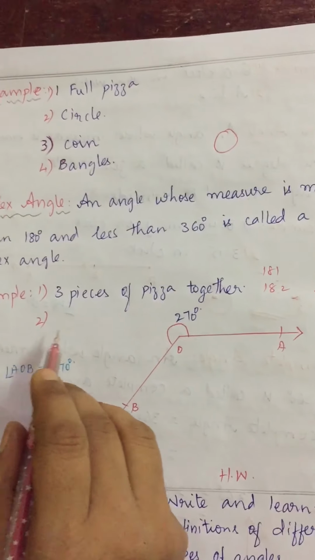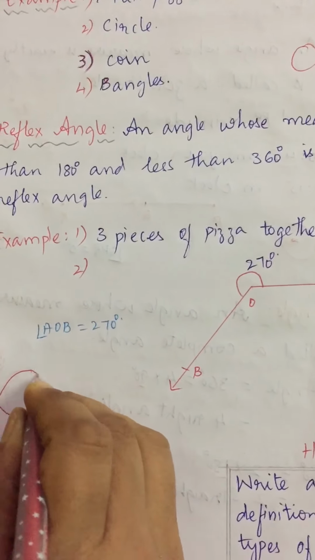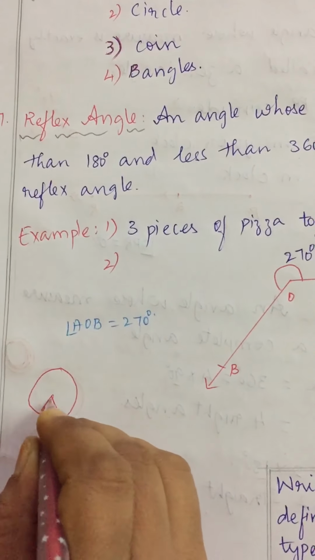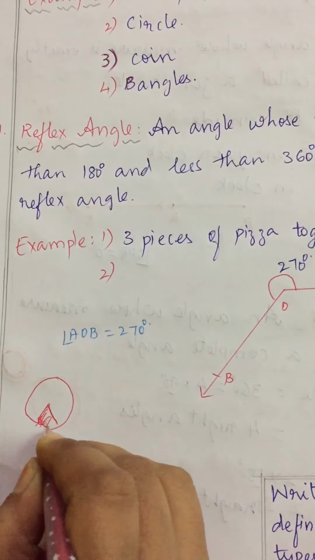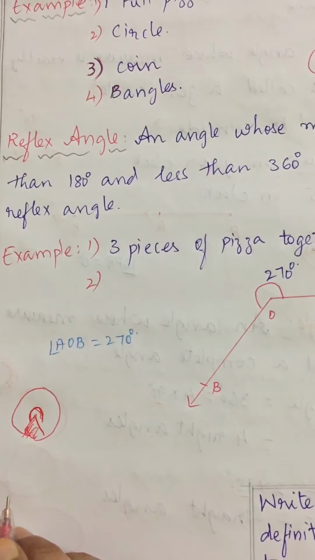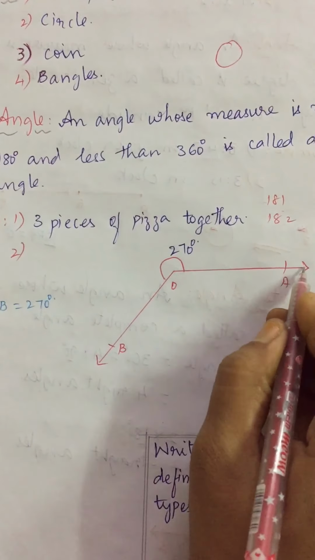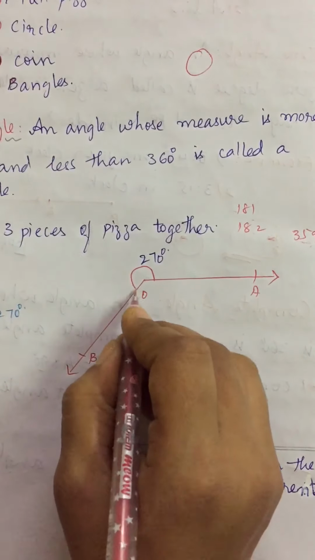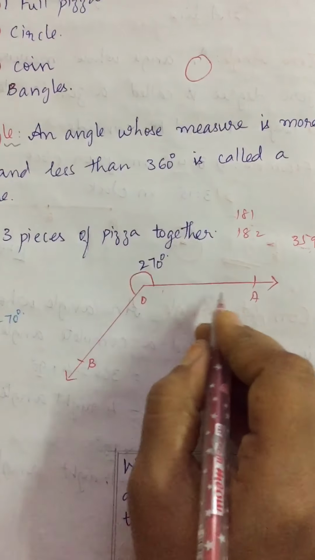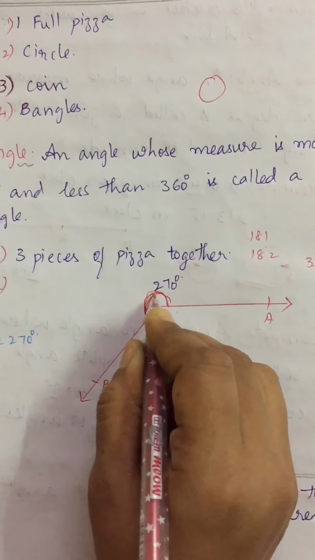Clear? For example, you can say 3 pieces of pizza. If you take your full pizza and you are taking out one part, correct? You are removing this part. So the remaining 3 pieces are there. Here they are making a reflex angle. Here I have taken 270 degrees. See, angle AOB, not inside children, I am taking the upper one. AOB, this one is nothing but a reflex angle.